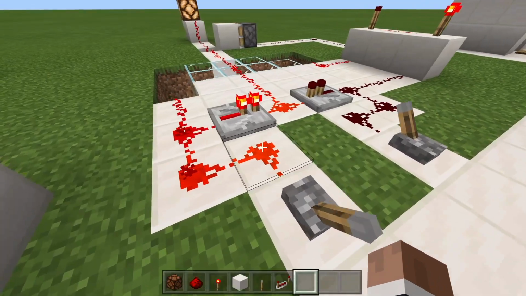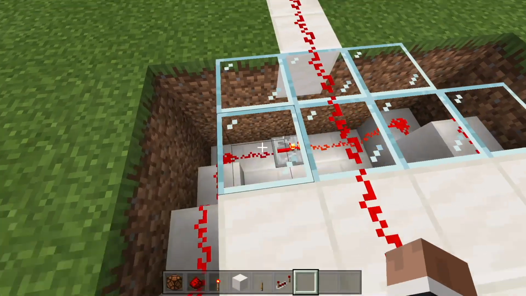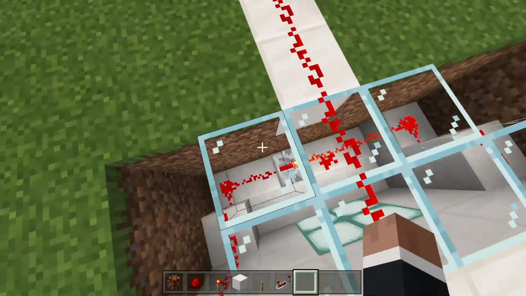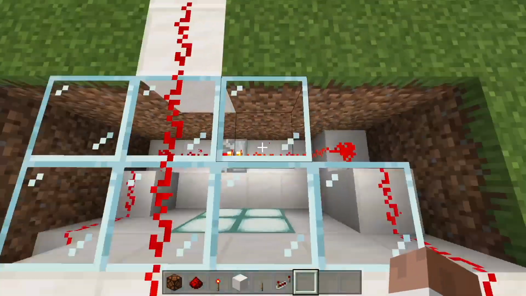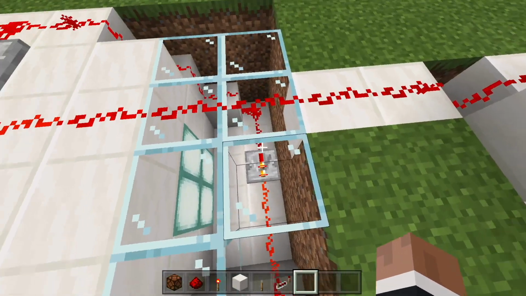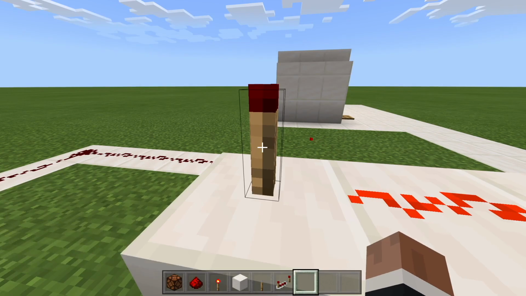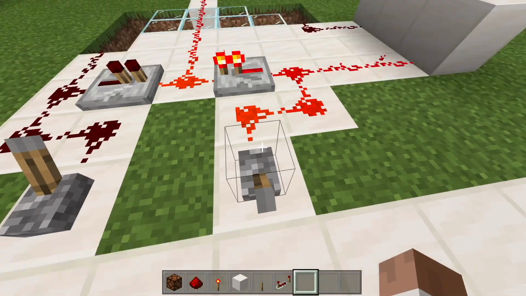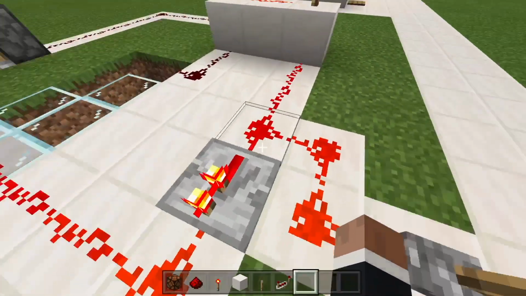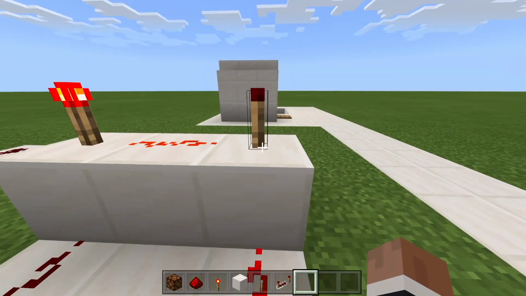So if you switch on this one, you can see the trail goes down here and this glass just allows it to pass under this signal without interfering with it. I've got a repeater down there to extend the signal, otherwise it wouldn't be able to make it all the way to here. And this goes to here and switches off this redstone torch. The same happens with the other one. If I switch it on, it's just a bit of a more direct route. It just goes straight and switches this one off.